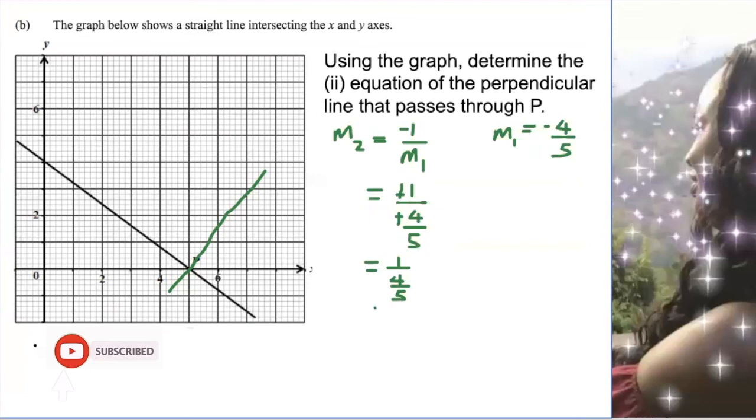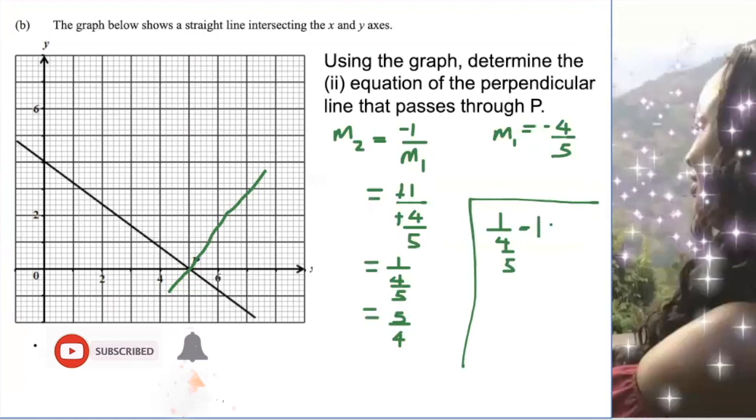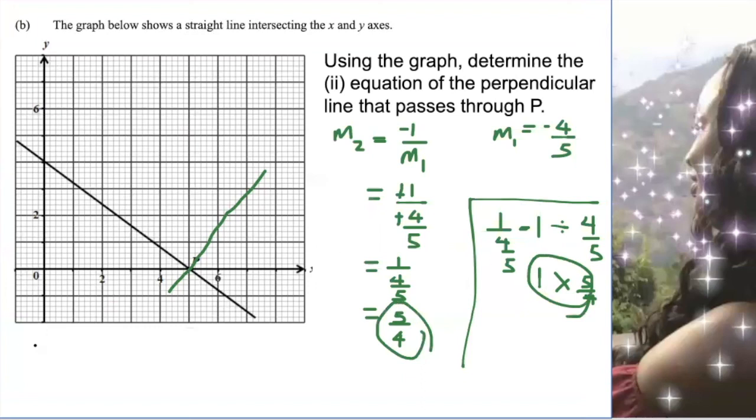Whenever we have a fraction in the denominator, we can reciprocate it or flip it, so it becomes 5 over 4. So the fraction is being flipped. If you're wondering how, 1 over 4 over 5 is the same thing as 1 divided by 4 over 5. So you have 1, change the division to multiplication, and then you flip it, so it becomes 5 over 4. And then 1 times 5 over 4 gives us what we have here. So that's how you get it.